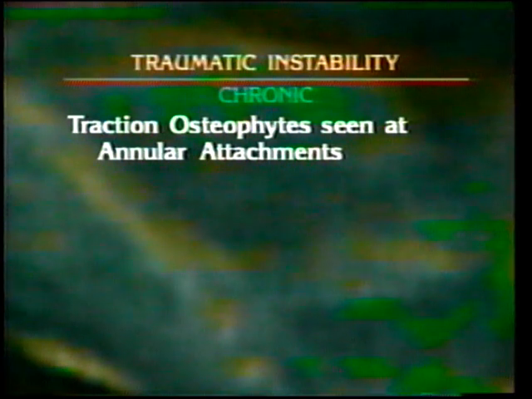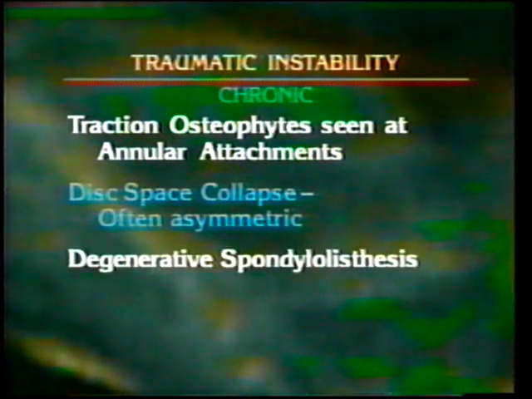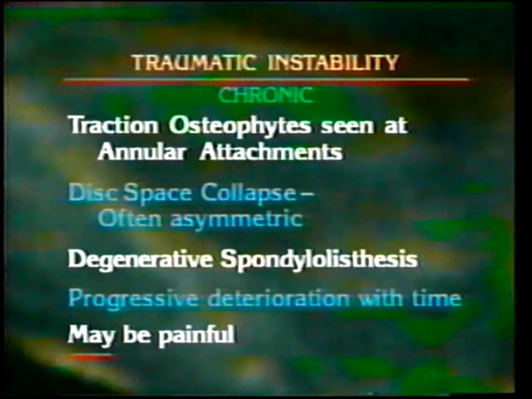The other type of instability that we have that is traumatic in nature is that of chronic instability. This is the type that is seen more in the aging population. A number of radiographic tip-offs are there for us to know whether or not we're dealing with this particular problem. Traction osteophytes can be seen at annular attachments. We often see disc-based collapse, frequently asymmetrical. Degenerative spondylolisthesis can occur. Often these patients deteriorate progressively with time, and they may be painful.